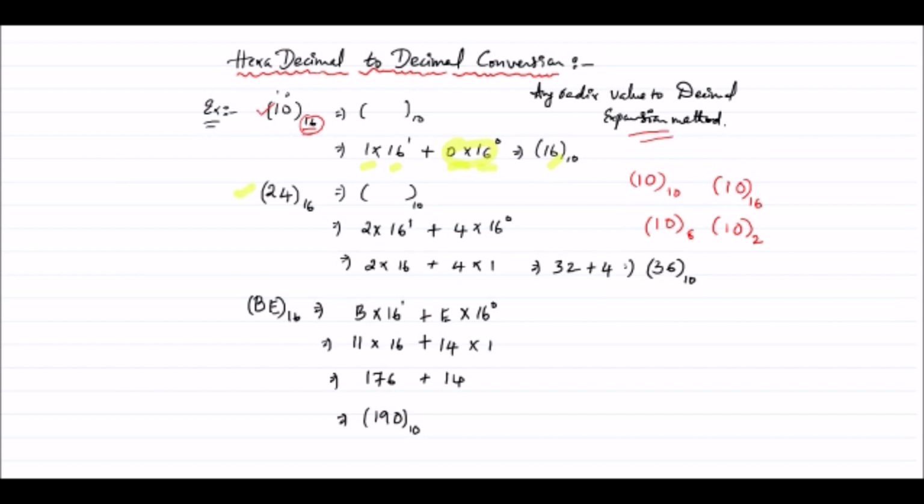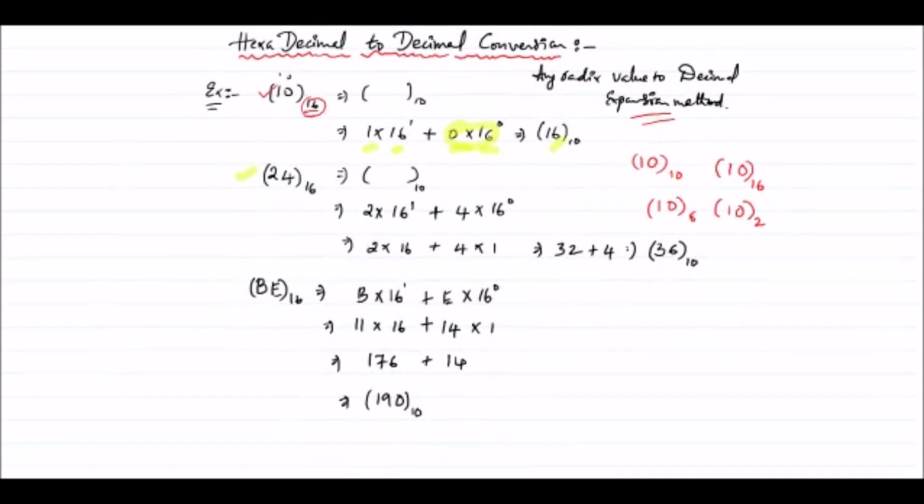Now if I take 24, as you can see, the same power values are written on top. If you want, I can write 0 and 1. So 2 into 16 power 1 plus 4 into 16 power 0, 2 into 16 and 4 into 1. So 2 16s are 32 plus 4 is 36. 36 is the decimal equivalent value of the hexadecimal number 24.